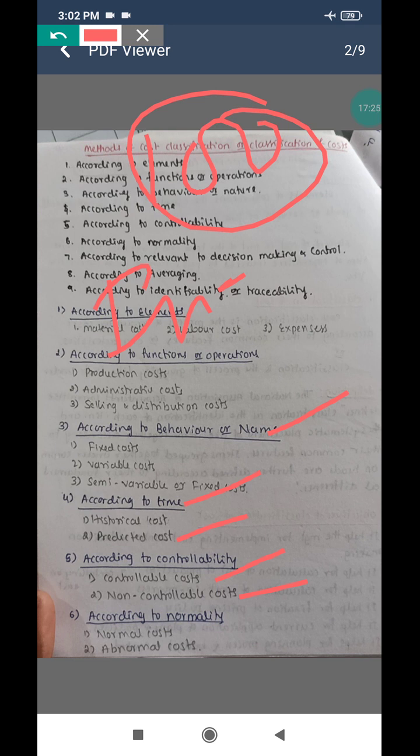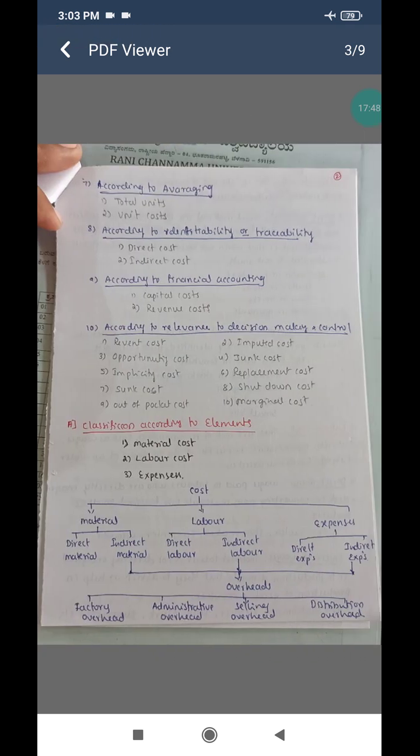On the basis of normality, what will be there? Normal cost and abnormal cost. Normal cost means regular day-to-day expenses, day-to-day costs, that is normal cost. Abnormal cost means we did not expect it, we did not assume it, but it happens, that is what we call an abnormal cost. Okay, then next is what?